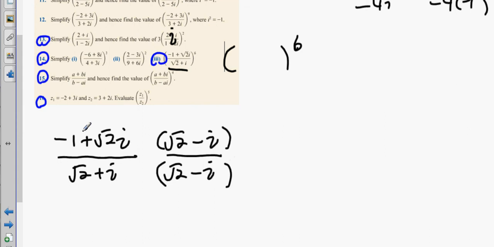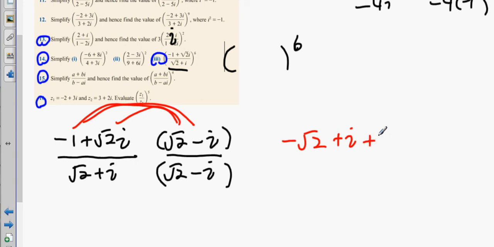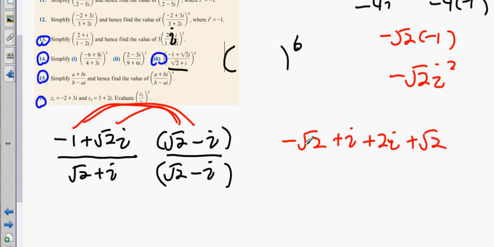Then we're going to multiply in. Minus 1 times that is minus root 2, minus 1 times i plus i. And then we're going to get root 2 times root 2, root 2i times root 2, which is going to be plus 2i. And then we're going to get root 2i times minus i, which is going to be minus root 2 i squared, which is minus root 2 times minus 1, which is plus root 2. See that our root 2's have cancelled.